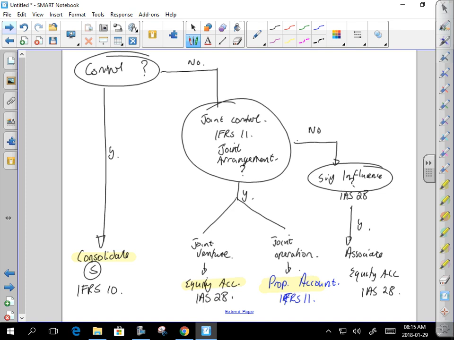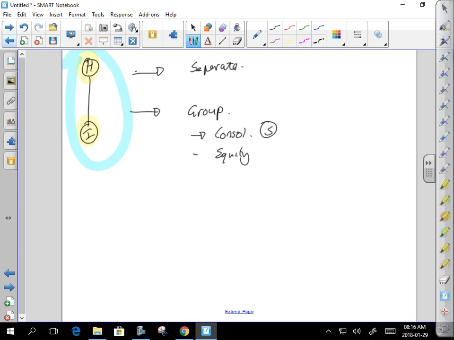Just to reiterate one more time, when I'm drawing this diagram for you, the question I'm asking is, how do we account for the sub, the JV, the JO, the associate in the group financial statements? Remember that if we go back and look at this picture over here, our H company and our I company prepare separate financial statements of their own. They're two totally separate entities, both governed in South Africa by the Companies Act, in terms of which both of them have to comply with IFRS. So they both have their own board of directors, their own shareholders. They are two totally separate entities, and they will comply with IFRS.